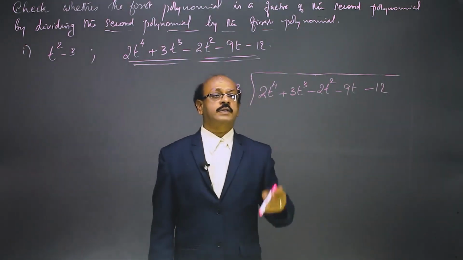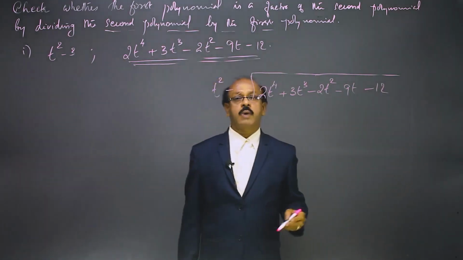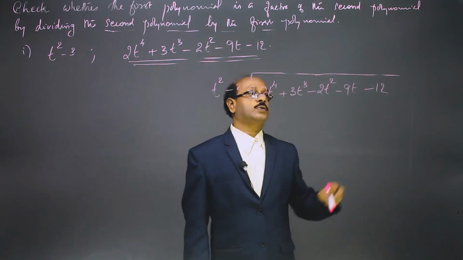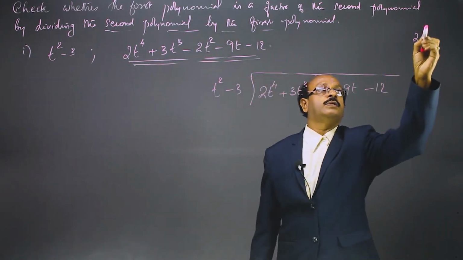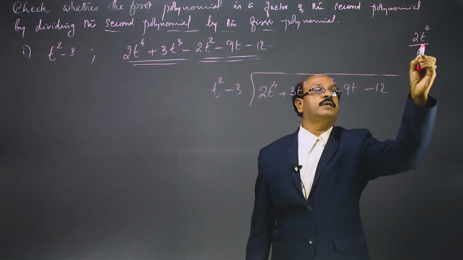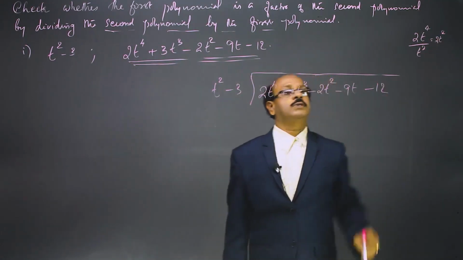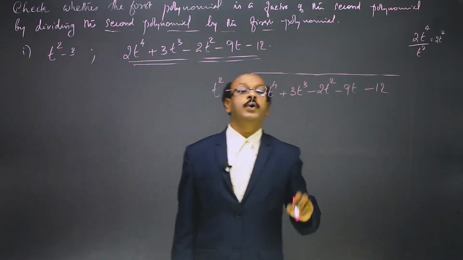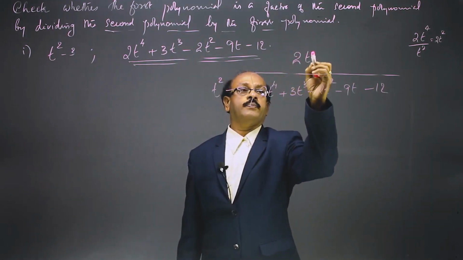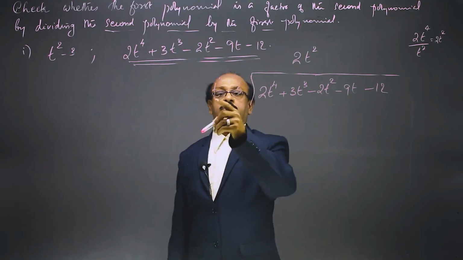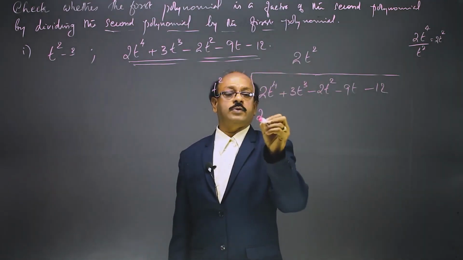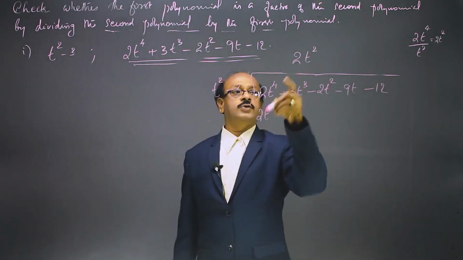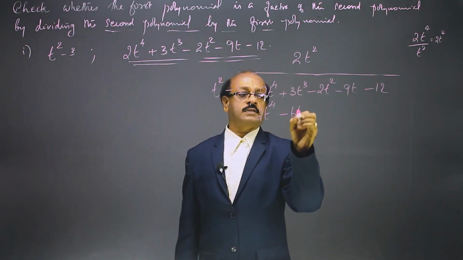On dividing the first term of the dividend 2t raised to 4 by the first term of the divisor t square, we will get 2t square. Thus, we are obtaining the first term of the quotient, which is equal to 2t square. Now, multiply t square into 2t square, which is equal to 2t raised to 4, and minus 3 into 2t square, which is equal to minus 6t square.